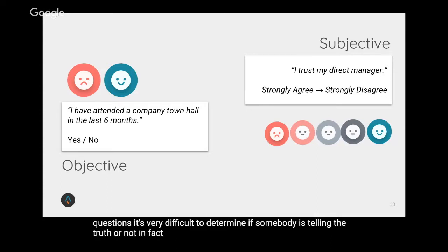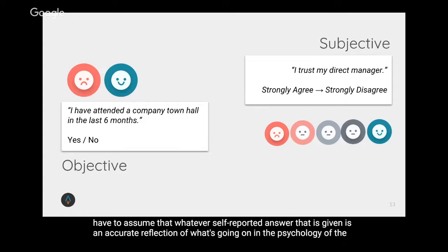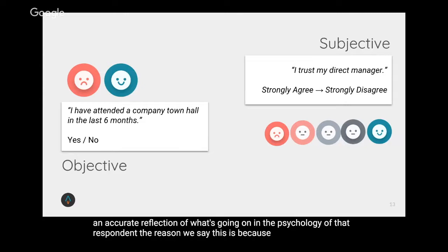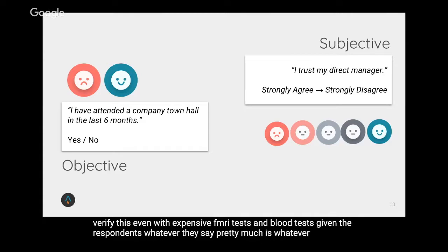In fact, as a best practice within survey research, you have to assume that whatever self-reported answer that is given is an accurate reflection of what's going on in the psychology of that respondent. The reason we say this is because we typically get this question: how do you know if the survey results are true or not? And if your survey is comprised entirely of subjective questions, there is no real way to verify this, even with expensive fMRI tests and blood tests given to respondents. Whatever they say, we have to take for granted that they believe.